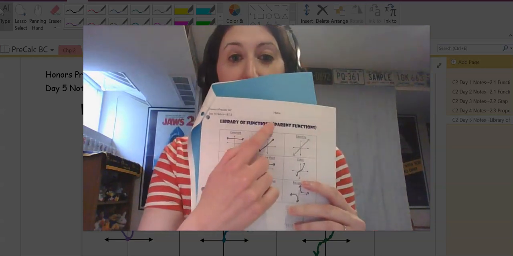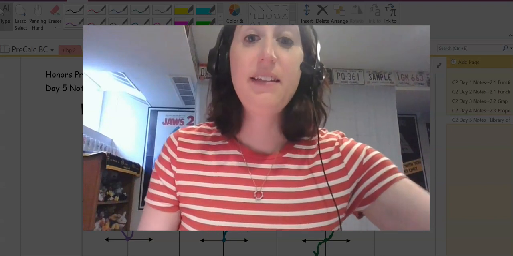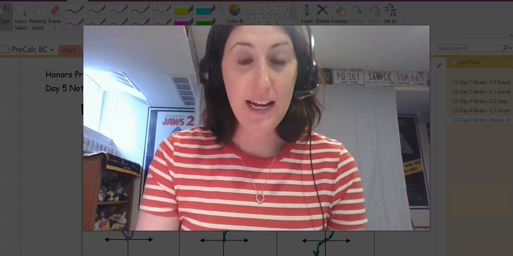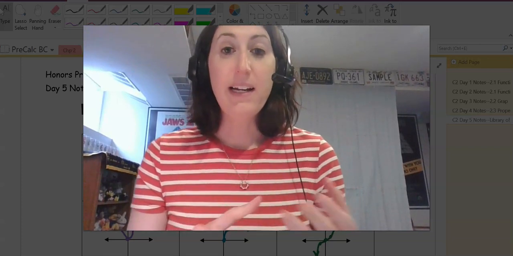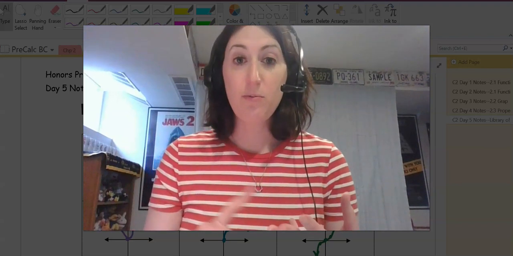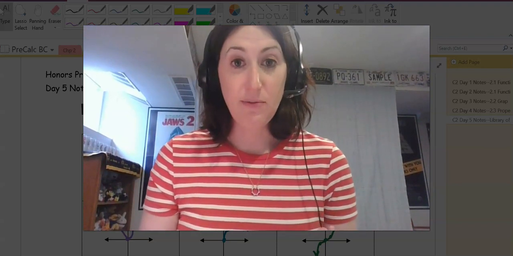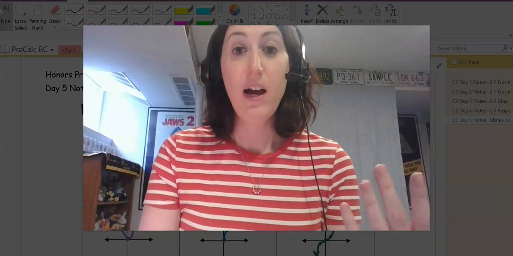We're going straight to 2.5, Library of Functions and Parent Functions. And this is going to be a lesson primarily on piecewise functions, both graphing them, writing the equation of one from a graph, but then also writing the equation of a piecewise function based on a situation, which will be something new for you for this year.